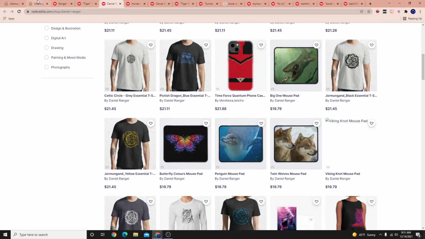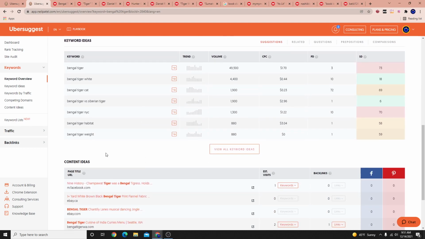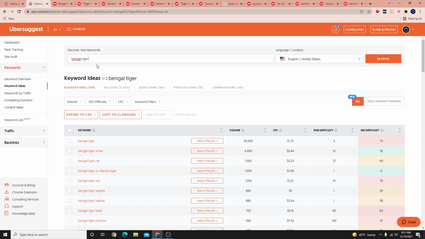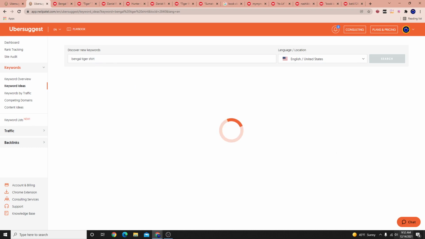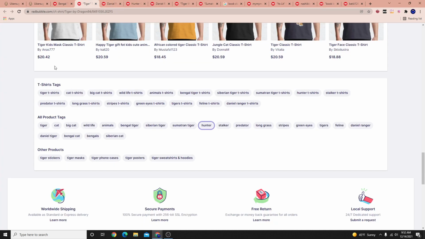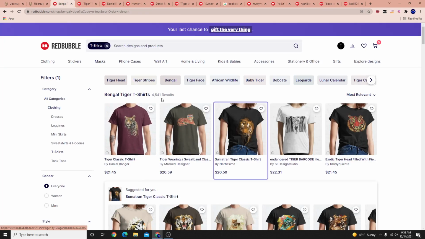But if we go over here once again to Uber Suggest, and now we search for, because Bengal tiger could be a lot, so if we search for Bengal tiger shirt, let's see what comes up. And obviously Redbubble is not just shirts, but see, now it becomes drastically low. You're looking at 30 searches per month for the keyword Bengal tiger shirt. And now, as we know, there's 4,000 different results. So you're looking at an example of a t-shirt niche that's just too saturated. There's too much there, right?